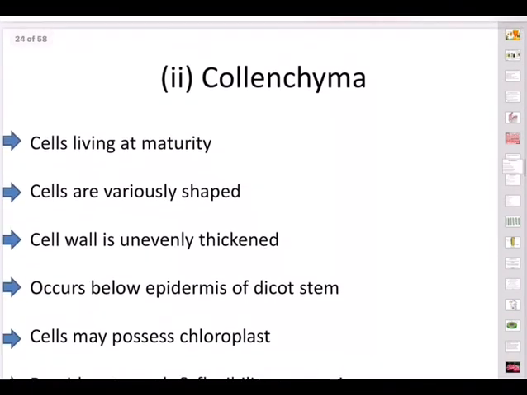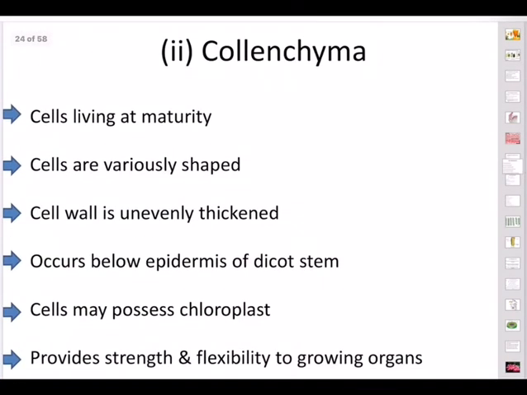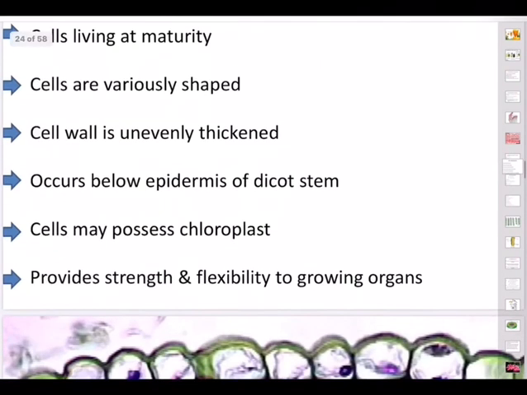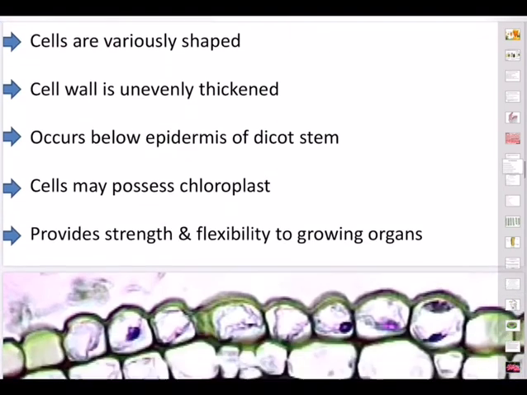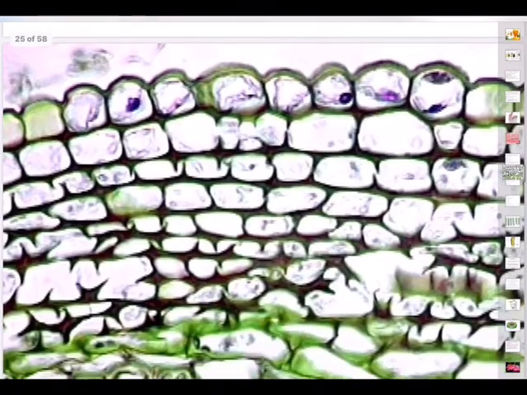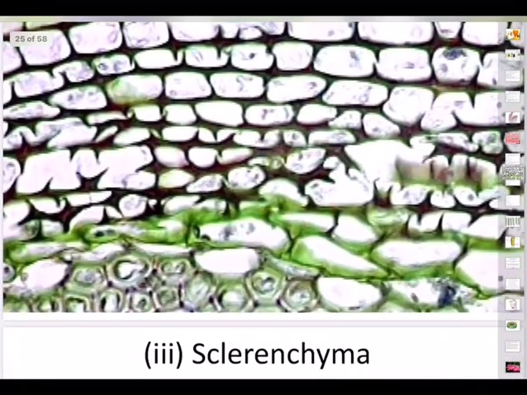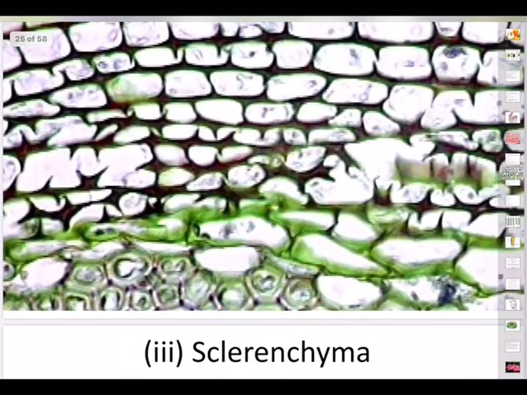Collenchyma, on the other hand, we talked about it, is a bit tougher than the parenchyma. Cells are more mature and variously shaped. The cell wall is unevenly thickened. It is mainly found below the epidermis in dicots and provides both strength and flexibility to growing organs. Look at this. This is how the tissue will be there.